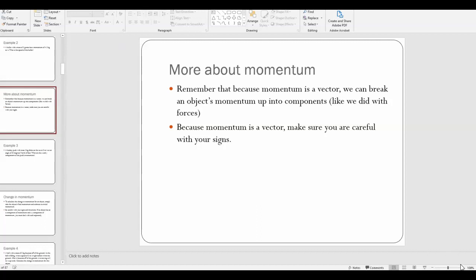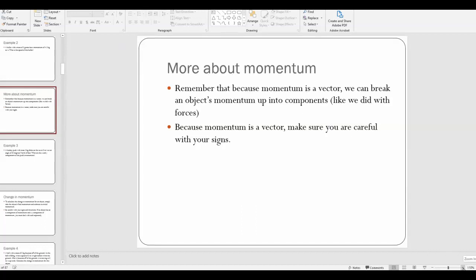Okay, so in the last video we talked about what momentum is, and remember momentum is defined as the product of an object's mass and its velocity. Now I also want to remind you that momentum is a vector, which basically means that everything we've talked about as far as vectors are concerned so far this year applies to momentum. And so momentum being a vector also has vector components.